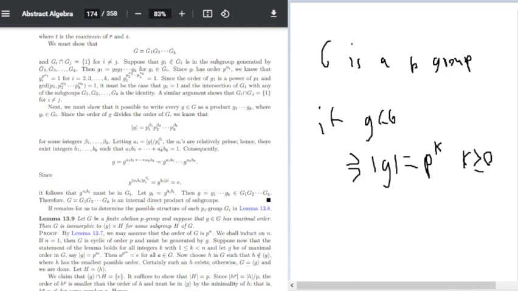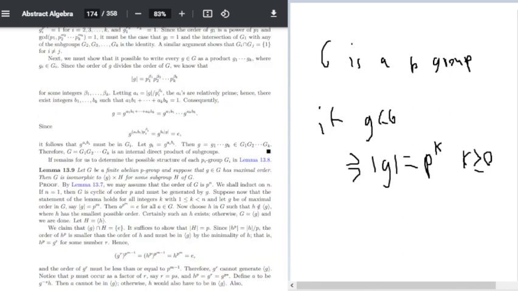Since (g^(a_i b_i))^(p_i^b_i) is equal to g^(b_i times the order of g), which is equal to e, it follows that g^(a_i b_i) must be in G_i. Let g_i be equal to g^(a_i b_i). Then g is equal to g_1 all the way up to g_k, which is in G_1, G_2 all the way up to G_k. Therefore, G is equal to G_1 G_2 all the way to G_k, an internal direct product of subgroups.